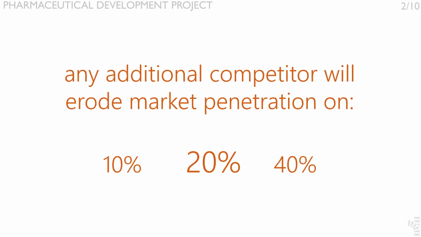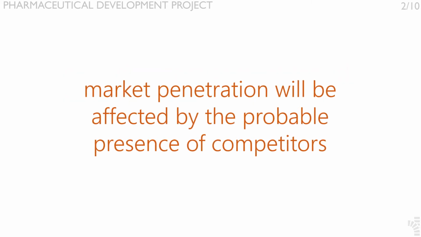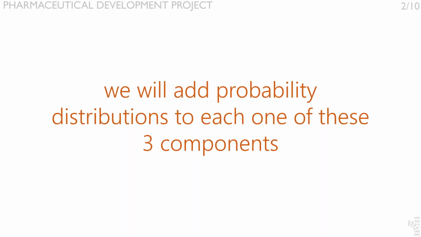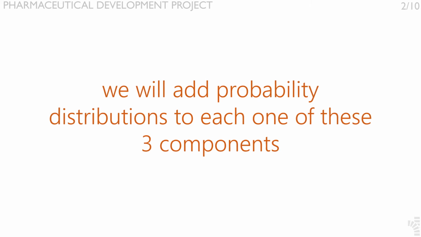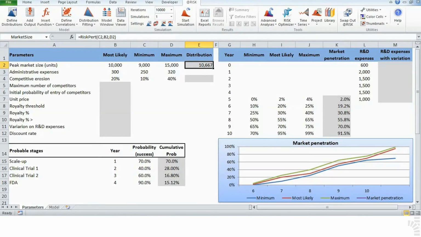Let us insert these assumptions in such a way that our market penetration will be affected by the probable presence of competitors in the marketplace. At this stage, we will just add probability distributions to each one of these 3 components. Later on, when building the cash flow, we will respectively add the competition effect upon the whole model.